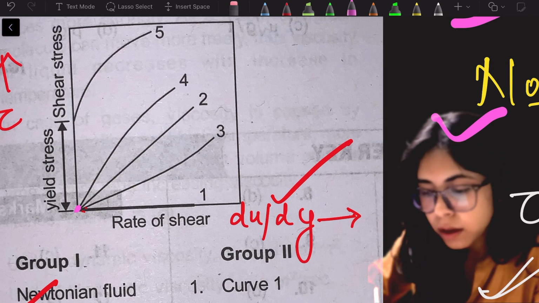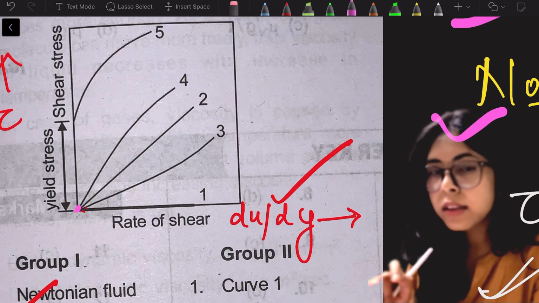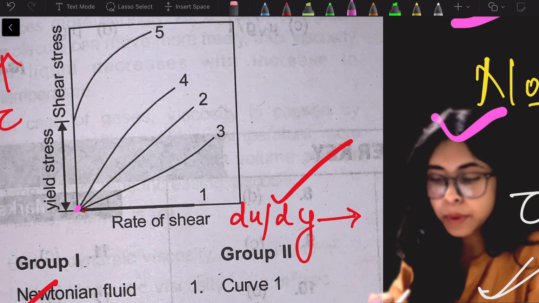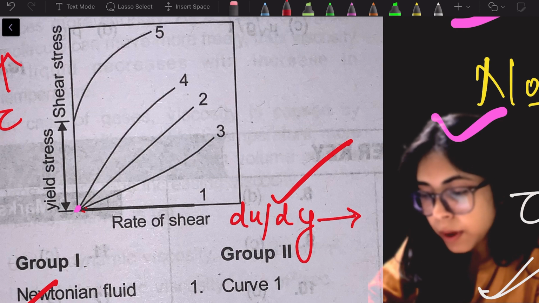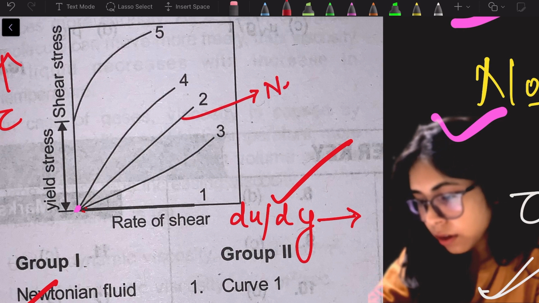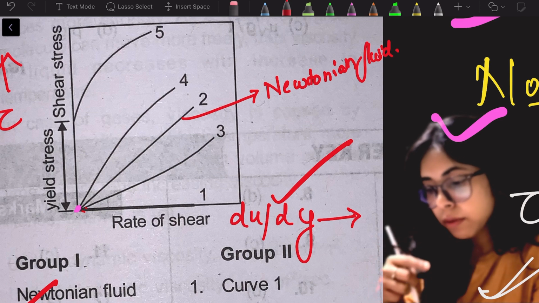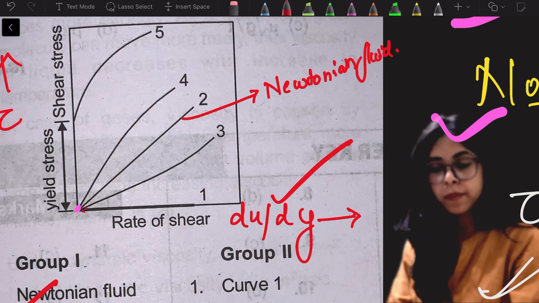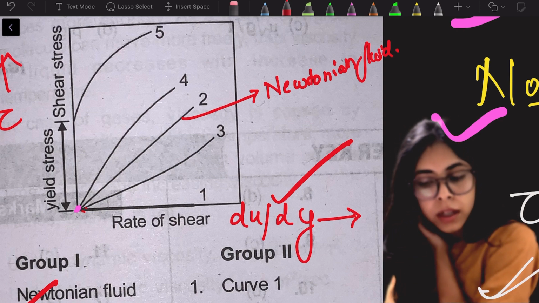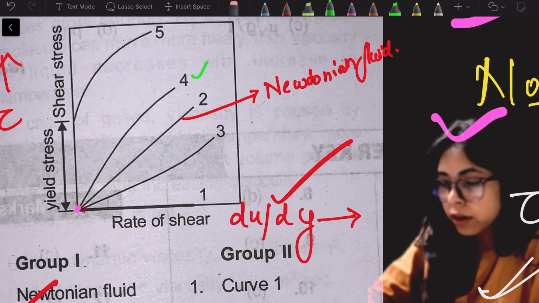First of all, yield stress is not at all present in the Newtonian fluid, and shear stress is directly proportional. So in which case will shear stress be directly proportional? It will be here. This is your Newtonian fluid. And one more thing, here also yield stress is 0. So a time independent fluid will be either curve 4 or 3.